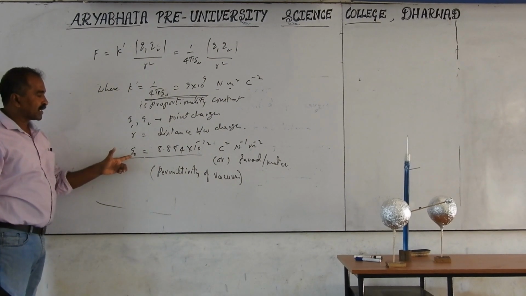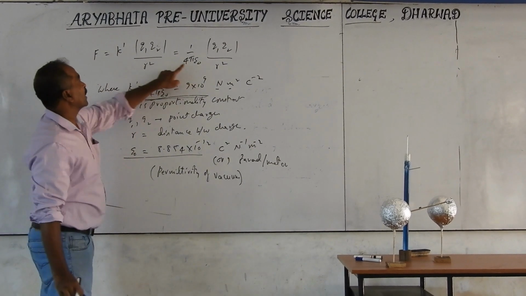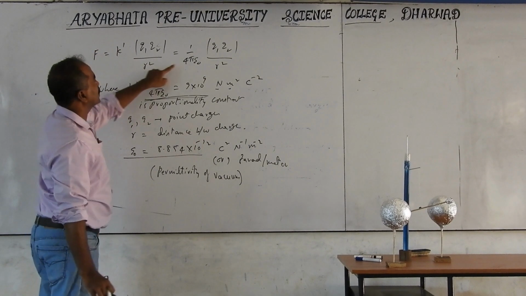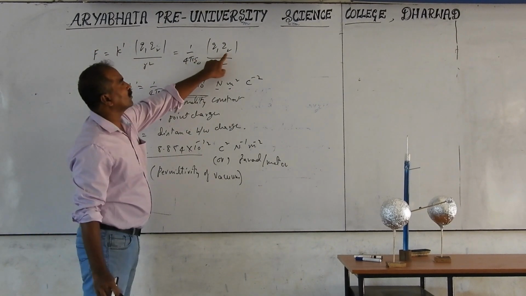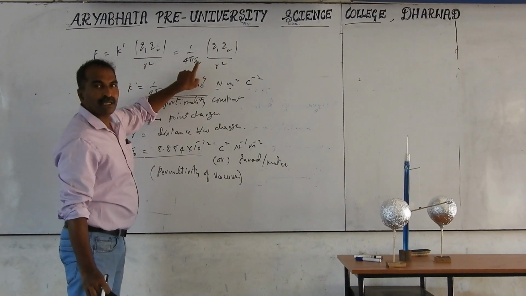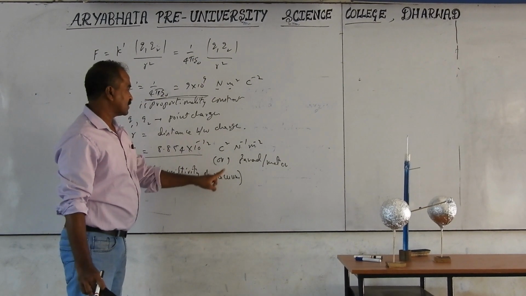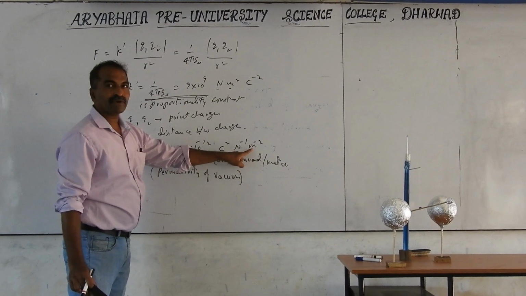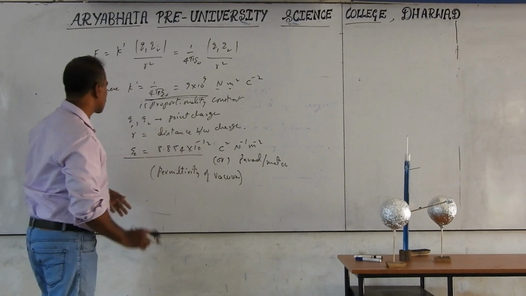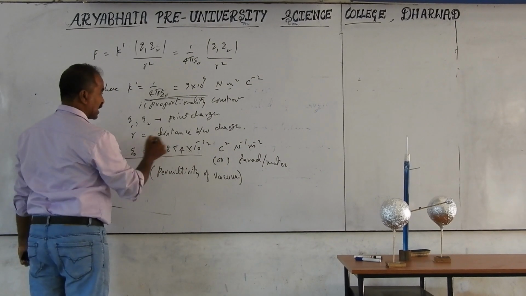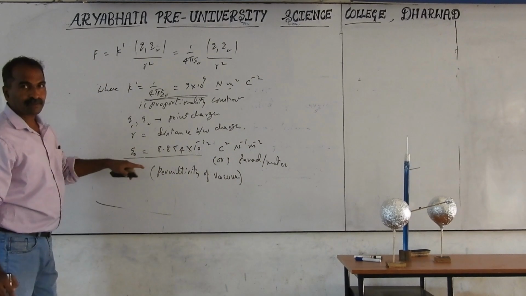If you want to write the units for epsilon naught, then take epsilon naught to the left side. F comes in the denominator. That means Coulomb into Coulomb, Coulomb square by Newton meter square, that is, Coulomb square per Newton per meter square is the unit of this. So you have to remember the units also. The dimension formula we are going to discuss later.